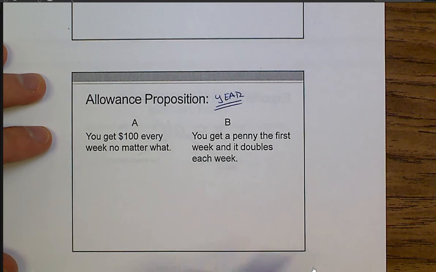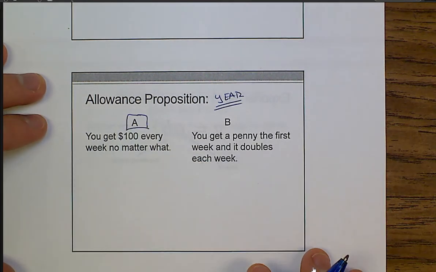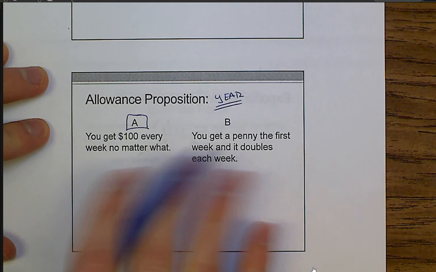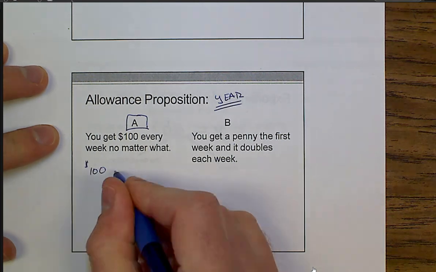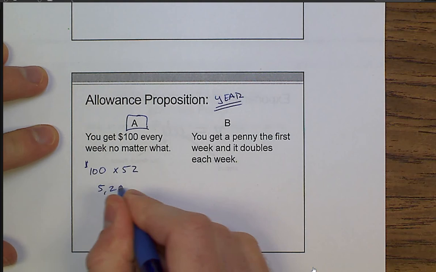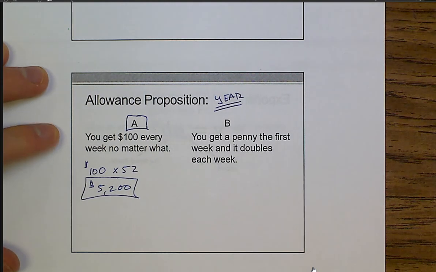So here's proposition A. Your parents come to you and say, okay, we're going to give you $100 every week, no matter what, for your allowance. Would you be okay with that? So we take our $100. Got 52 weeks in a year, right? And so we're just going to have $5,200. And that's not a bad sum of money. I would take it for sure.